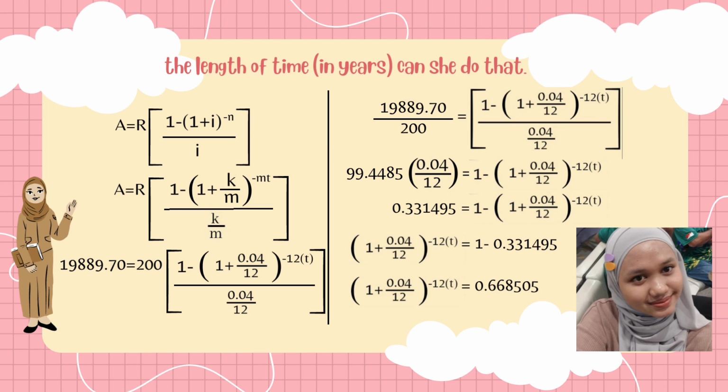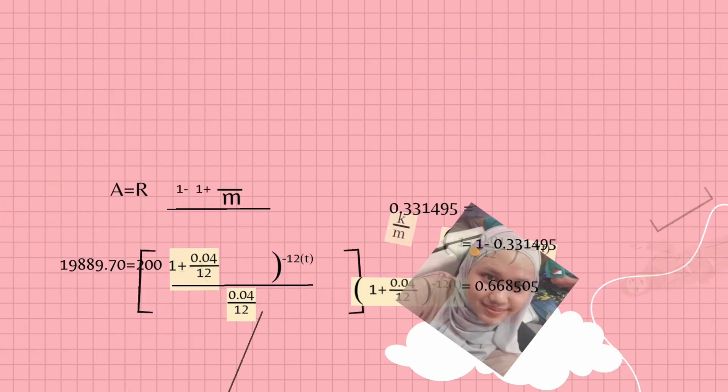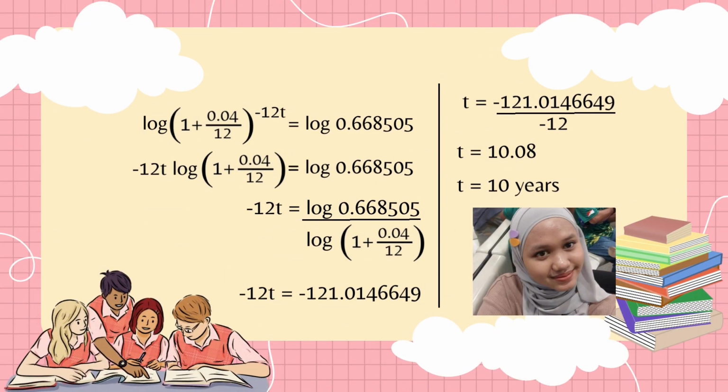Then we need to move the amount to calculate the answer, and then we get 0.668505. Next, we need to remove the power. So we need to use log to remove the power. Then we will get negative 121.01466649. And then we want to know only the value of t. So we transfer negative 12 to divide with 121.01466649 to calculate value of t. And then we got 10.08. So t is equal to 10 years. So that's how we solve the question.